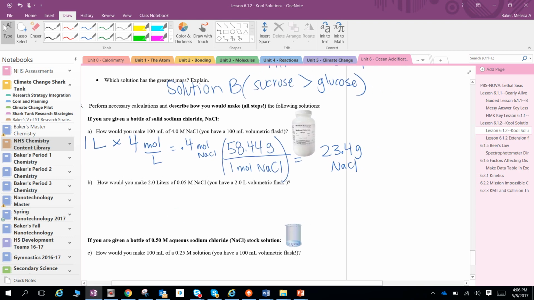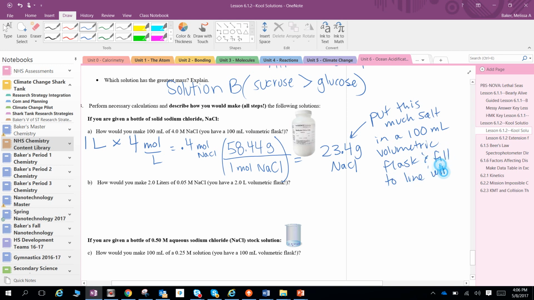But now I need to describe how I would actually make it. So I'm going to say put this much salt in a 100 milliliter volumetric flask and fill to the line with water.